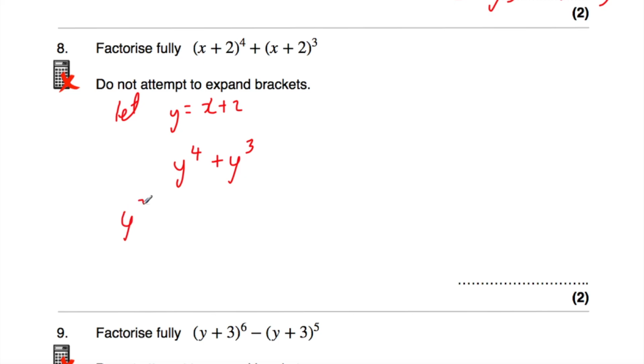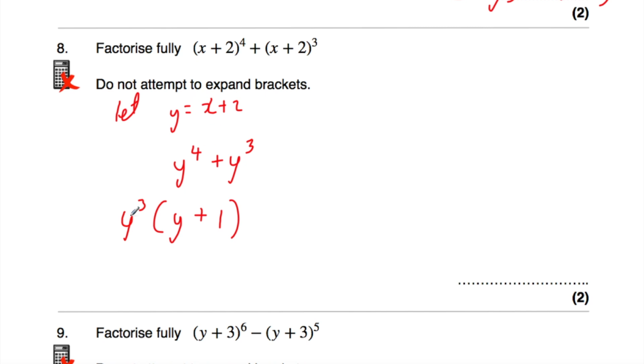So we're going to have y³ and then in brackets, y⁴: if you take out y³, you'd be left with y. And then we've got plus, and then you had y³. You've taken out the y³, so you'd just be left with 1. And that's it. Let's expand our brackets and check this. y³ times y is y⁴, and y³ times 1 is y³. So that's it, we're factorized.